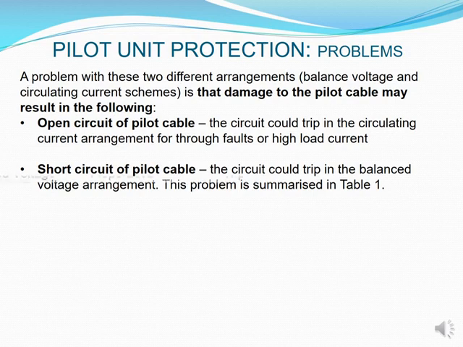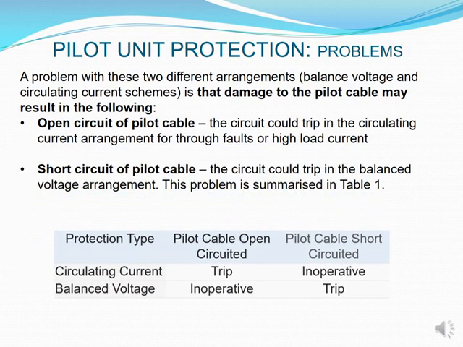So to summarize these two, there is this table that's just come in now where I'm showing your protection type, your pilot cable open circuit, and your pilot cable short circuit. Under your protection type for circulating current, we're saying for your open circuit scenario, it could trip the circuit, whereas for your short circuit scenario, it's not operating. But for your balance voltage on your open circuit scenario, we're saying it will not operate, but for your short circuit scenario, it would trip your circuit.